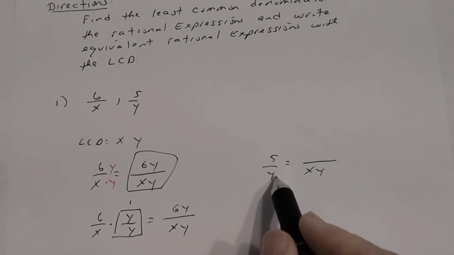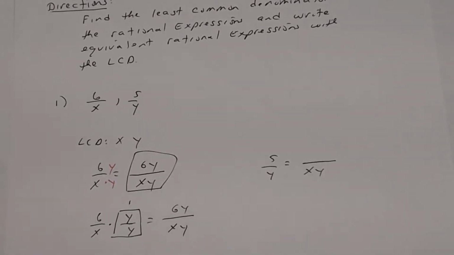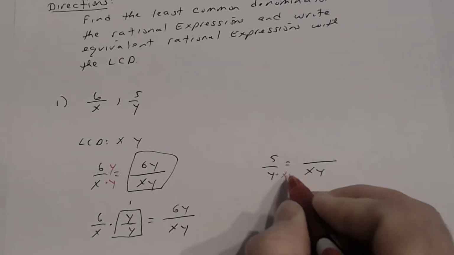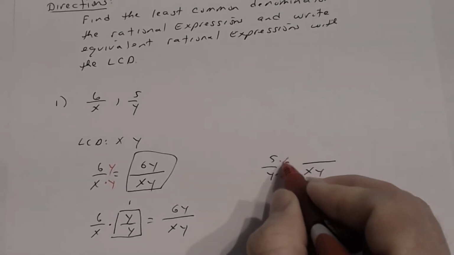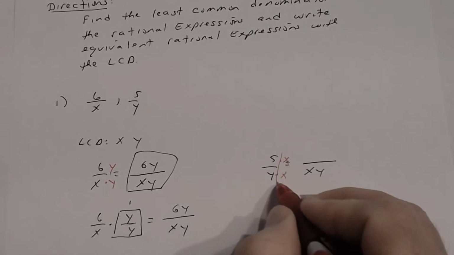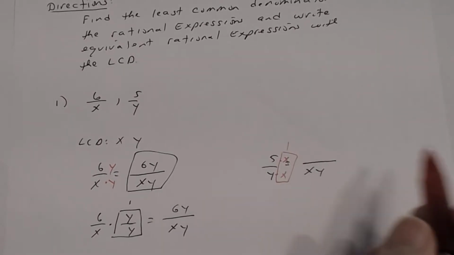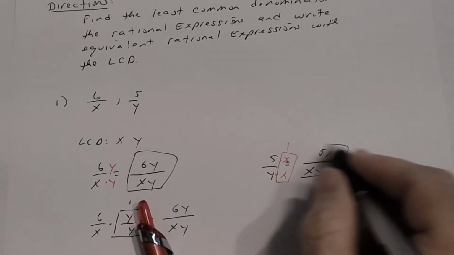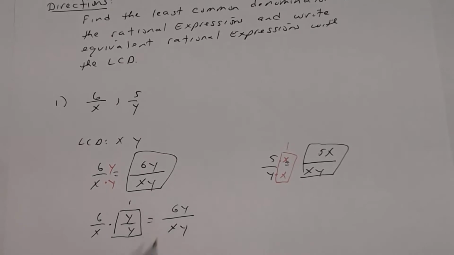Then we can do the same thing with this one. What do I need to multiply y by to get xy? Well, y times x is xy, but what I do to the denominator, I have to do to the numerator, right? Because x divided by x is that 1 that we were referring to. So my numerator then is 5x. And there's your answer to that one. So you wrote equivalent rational expressions with the LCD.